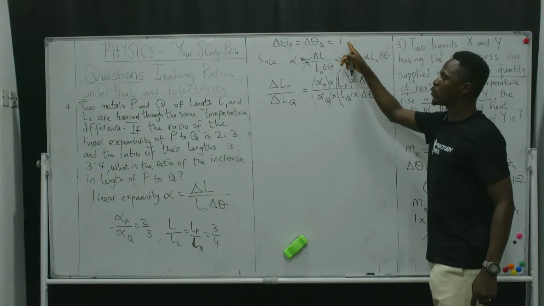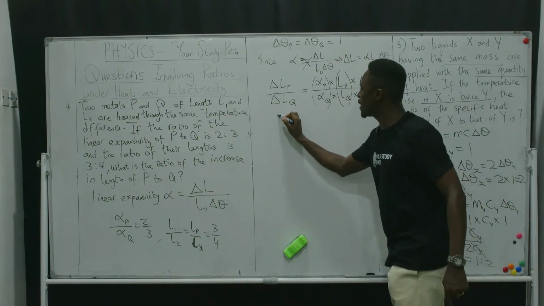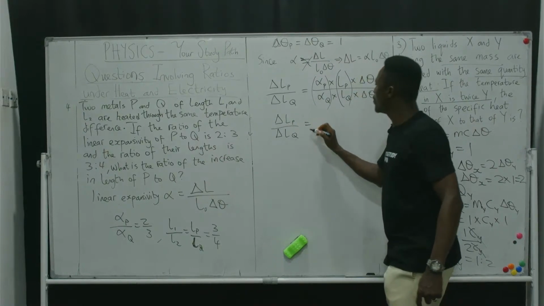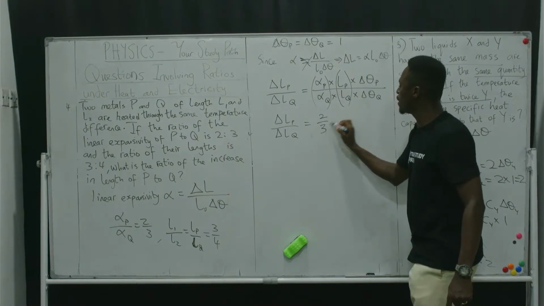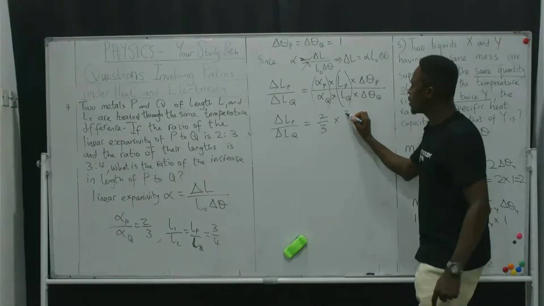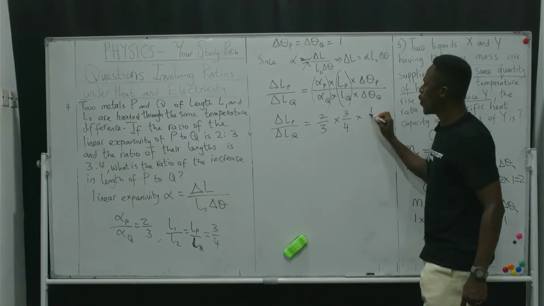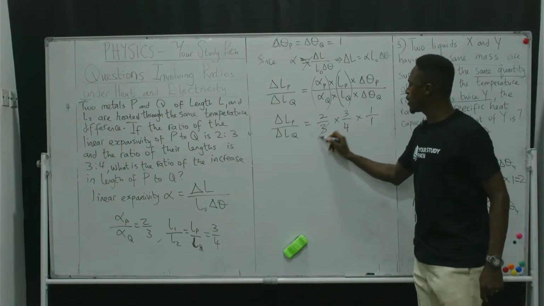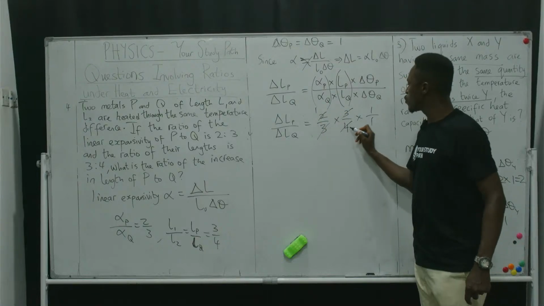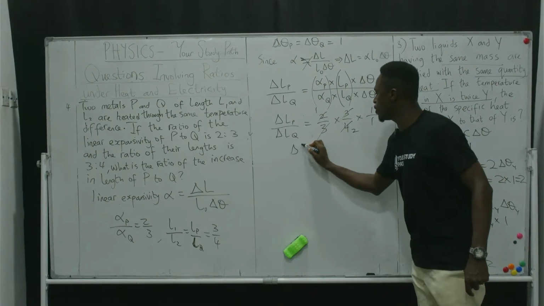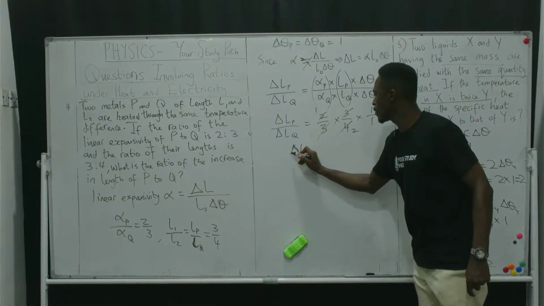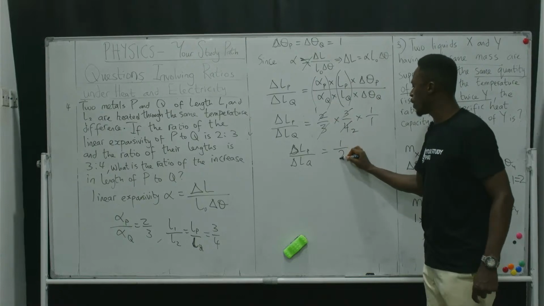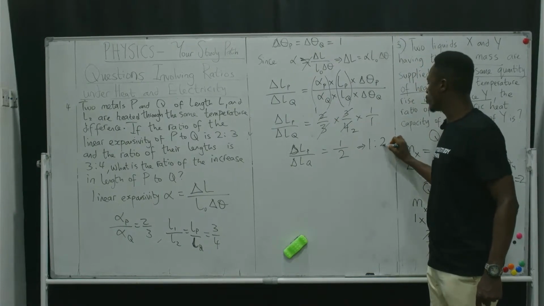This value on top of this, we have 1 to be written. As such, I can say that delta LP over delta LQ is simply first part 2 over 3 multiplied by second part 3 over 4 multiplied by 1 over 1. And you are good to go. Playing with the numbers, 3 cancels out 3 here, 2 here 1, 2 here 2. You discover that change in LP over change in LQ is going to be equal to 1 over 2, which translates to 1:2.